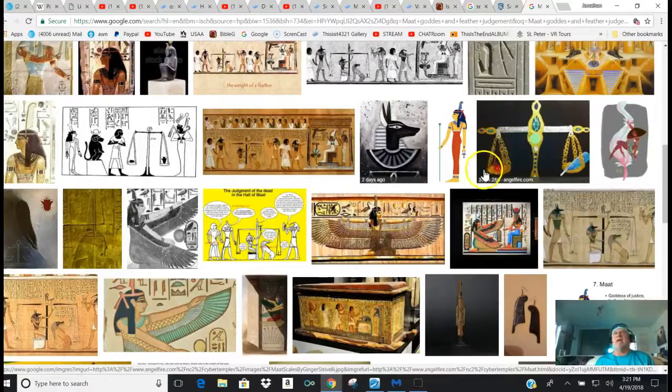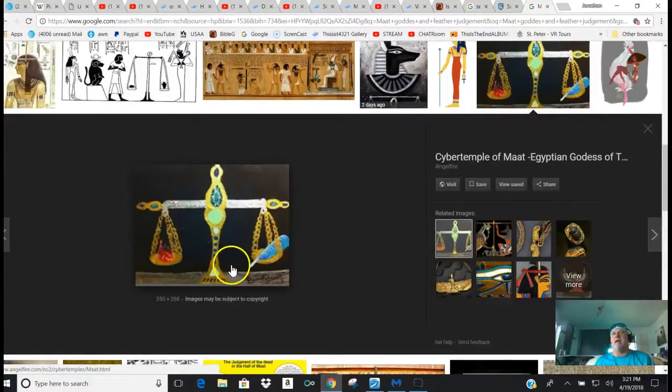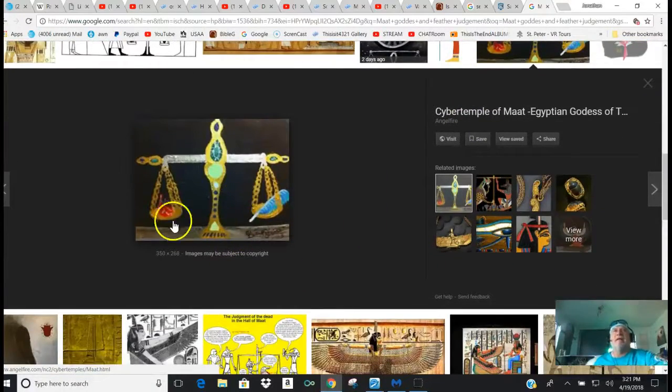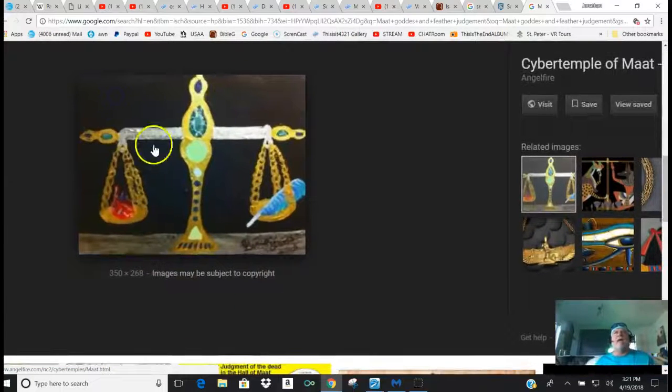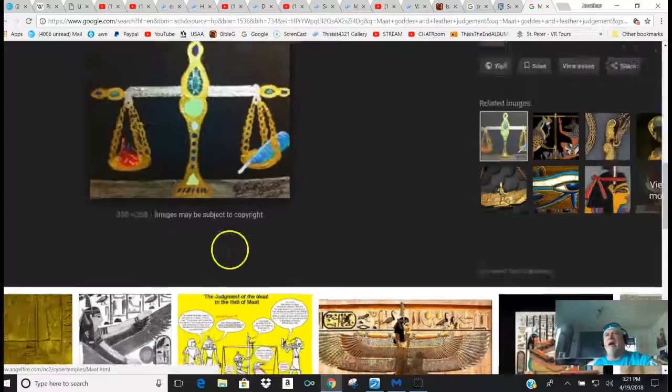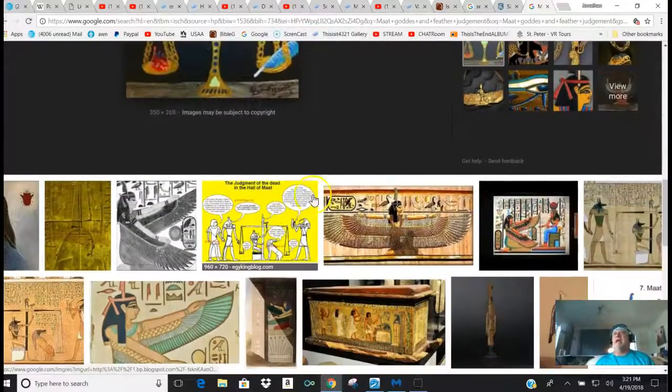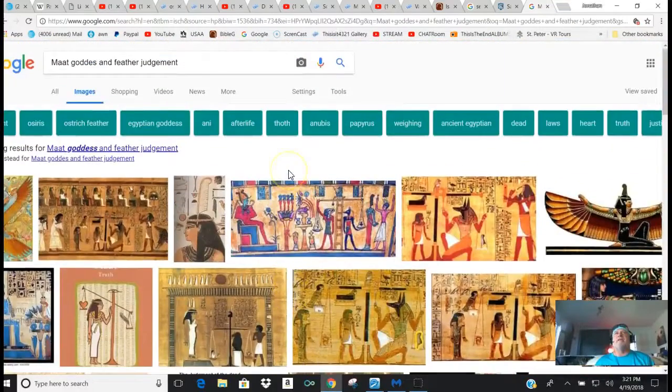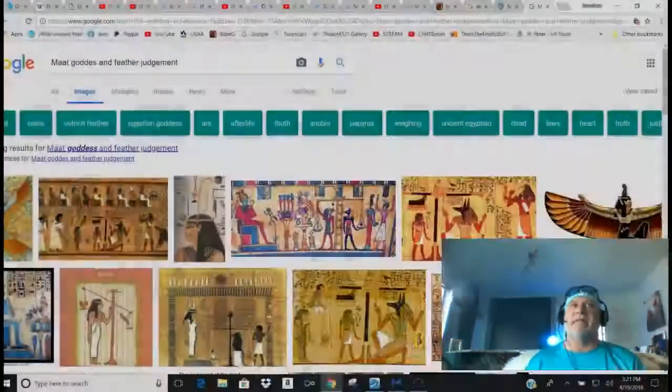They would put your heart on a scale, right there, and they would weigh your heart against the feather of the ostrich. And if it didn't pass, you got fed to a giant crocodile that was waiting to eat your heart. A giant reptile got to eat your heart if you didn't pass the test.